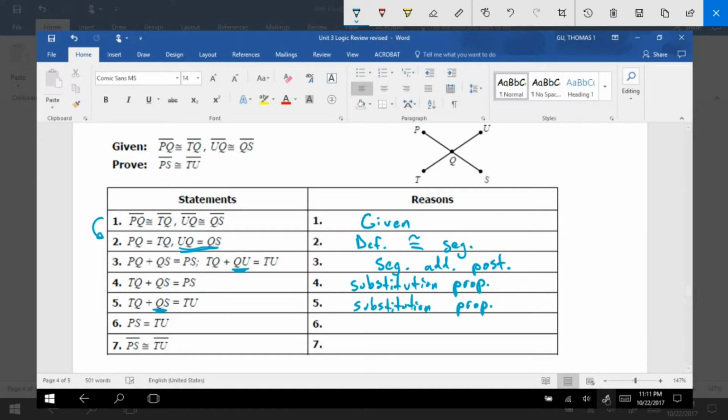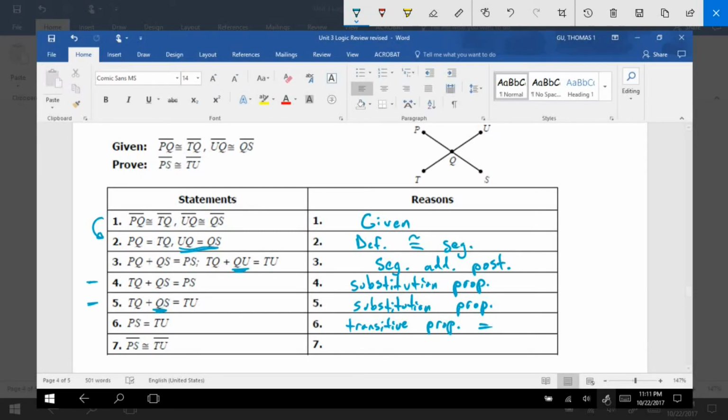Okay. Now, finally, we have that PS equals TU. And how did we do that? That is going to be by the transitive property, because look, in step 4, TQ plus QS equals PS, but TQ plus QS also equals TU. That means by the transitive property, PS equals TU. So transitive property of what? Of equality.